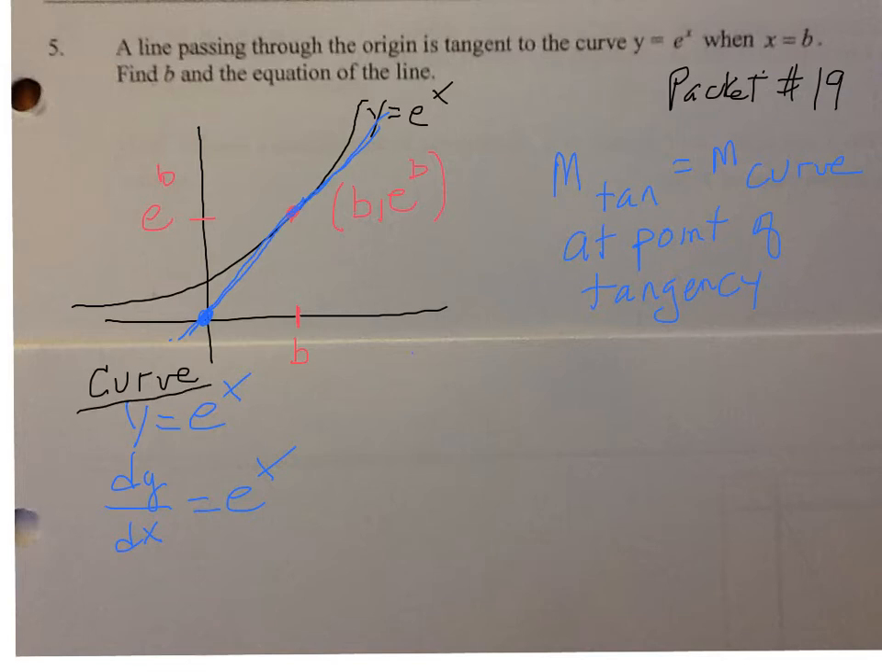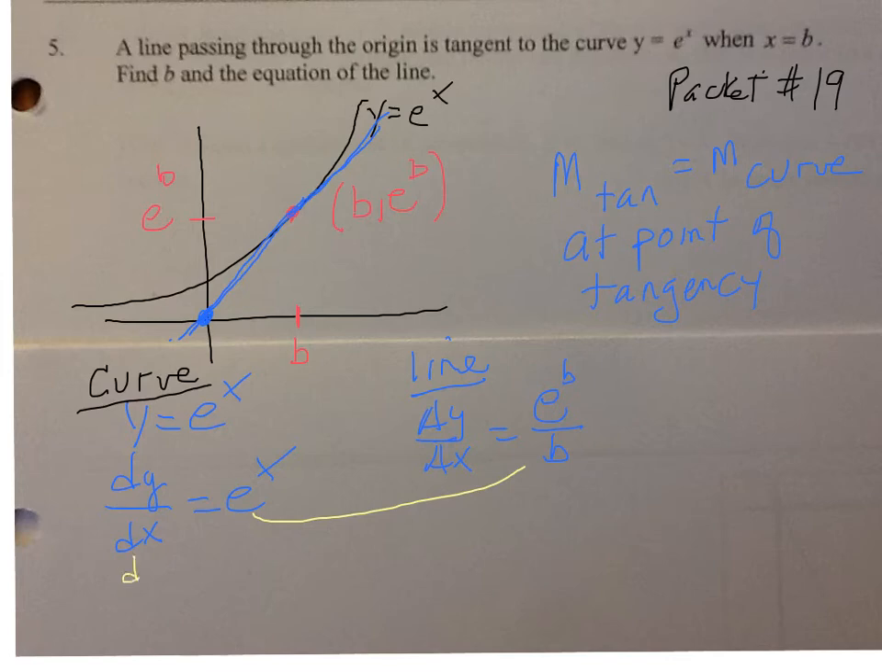For the slope of the line, well, we need delta y over delta x. And because we're going through 0, 0, and b, e to the b, that's just going to be e to the b divided by b. The slope of the curve and the slope of the line have to be the same at the point of tangency. So we can equate these two together at the point of tangency.